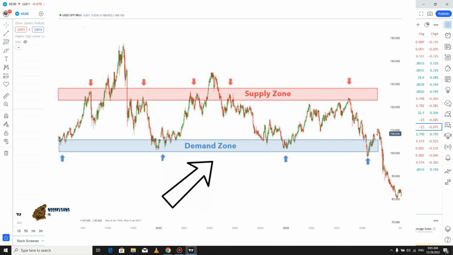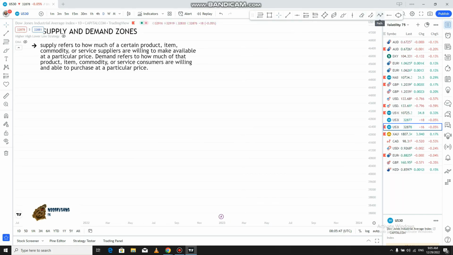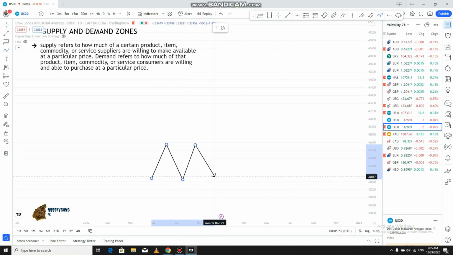If you haven't learned the basics of supply and demand or would like to, then let me just dive in and give you some examples. So we have the price moving in an impulse and correction wave, or we're going to be using the consolidating kind of trend as an example.